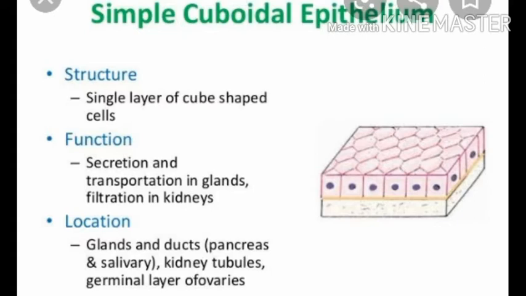Their main function is secretion. They secrete certain types of substances. They are also included in transportation in the glands. Not only that, since they are present in the kidneys, they act as filtration units because they are a single cell layer thick. That is about cuboidal epithelium.